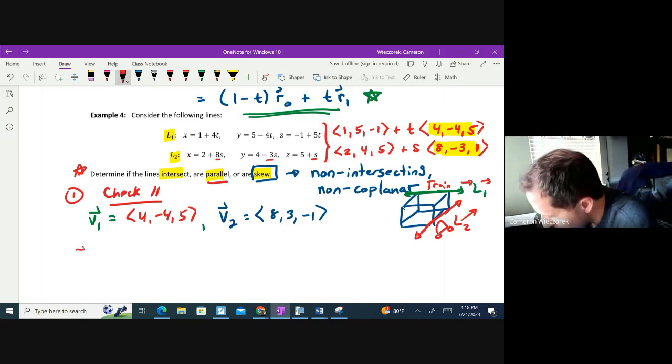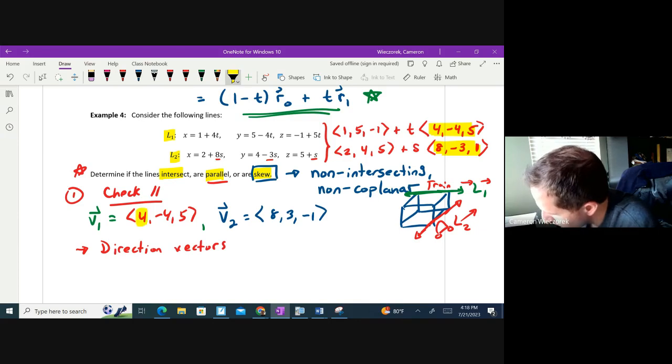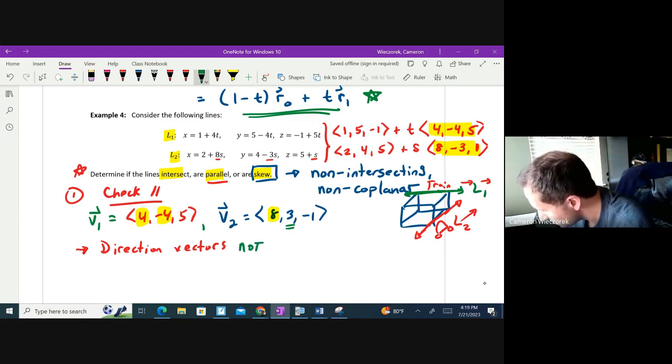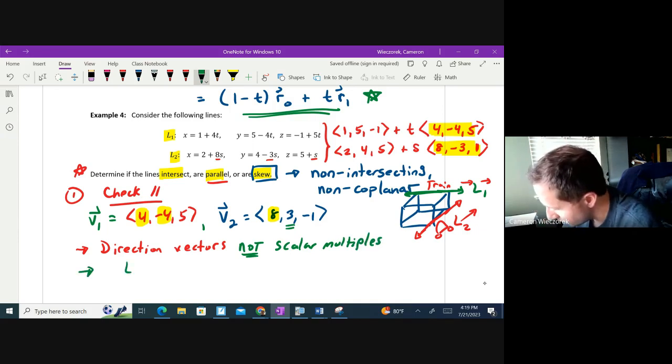So I'm going to make a note here. The direction vectors in this case, well, the x value, if I go from 4 to 8, I'd have to multiply by 2. But then the other coordinates would have to follow that same rule. So if I looked at the second component, -4 times 2 should give me 8. But the second component here is 3. So not all of the components doubled in size. So these direction vectors are not scalar multiples. So what does that tell me? That tells me that these lines are not parallel.